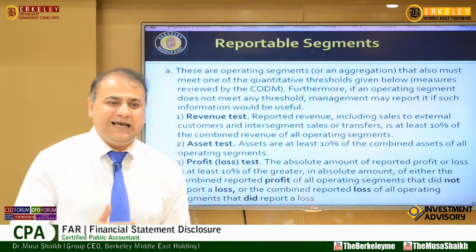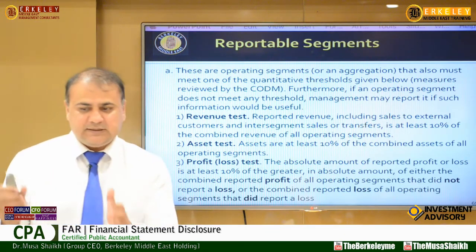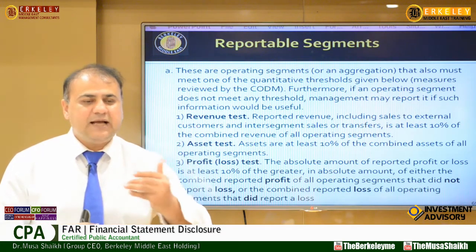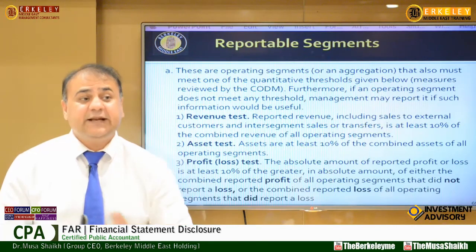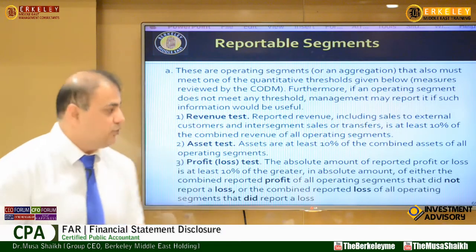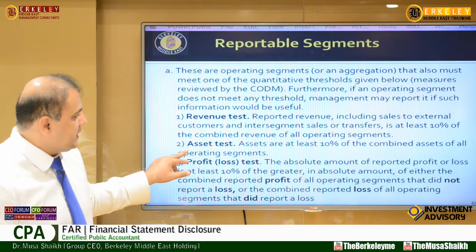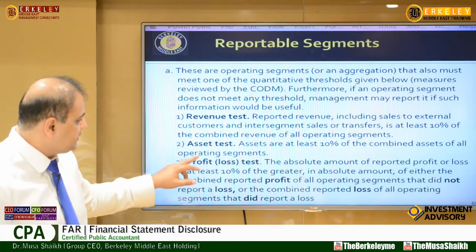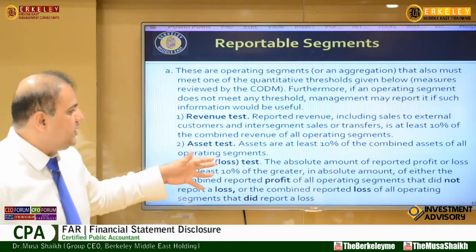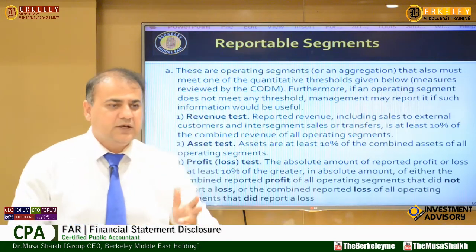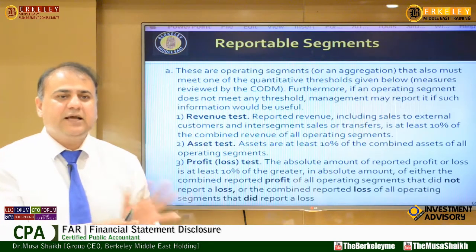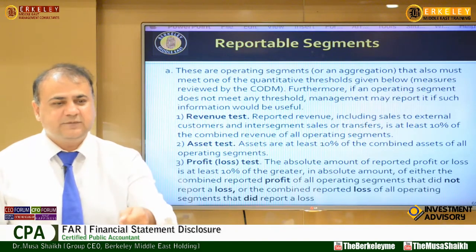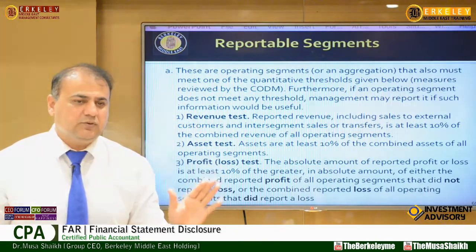Then we can have an asset test. For example, if total assets are 1 million and this segment's assets are 200,000, it's exceeding 10%, right? So you can do it that way. Assets are at least 10% of the combined assets of all operating segments. Third is profit and loss. So you can take the profit and loss, take the full profit, take 10% of this. If it exceeds that, then it is a segment on a profit and loss basis. Otherwise, there is no need to show it separately.